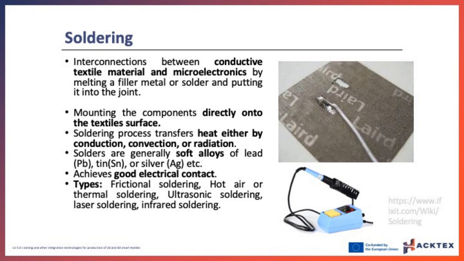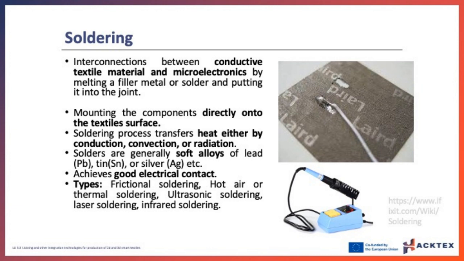Soldering. Soldering creates interconnections between conductive textile material and microelectronics by melting a filler metal or solder and putting it into the joint. Soldering also enables precise and intricate connections, as the molten solder can flow and fill small gaps or spaces between components. This capability is particularly useful for soldering surface mount components, which have fine leads or pads on their surfaces. This method allows mounting of electronic components directly onto the textile surface.